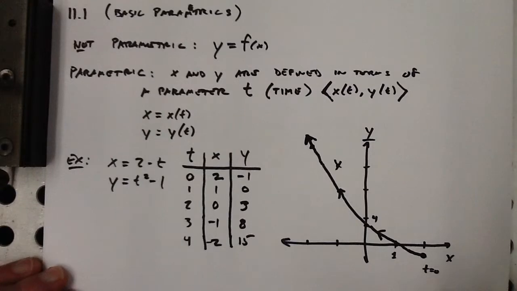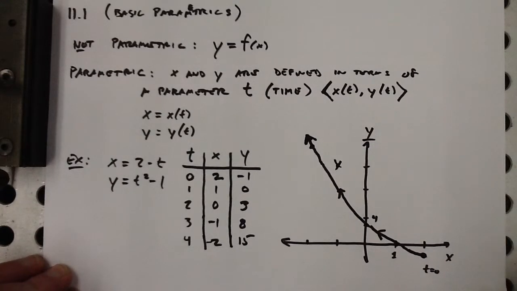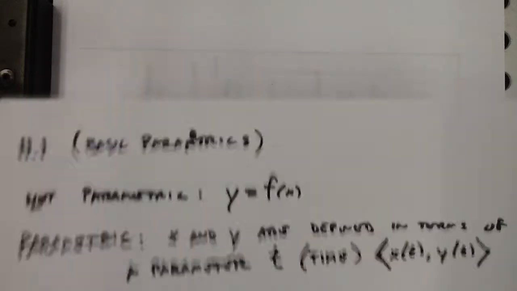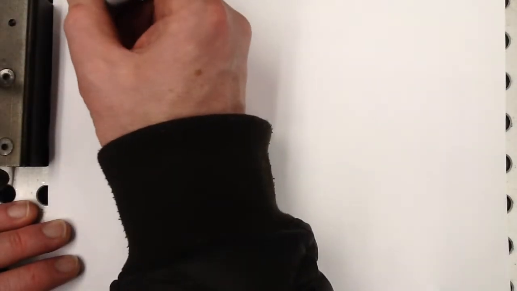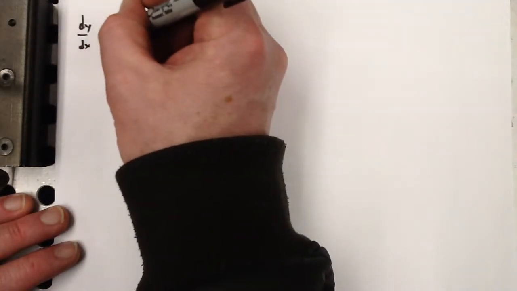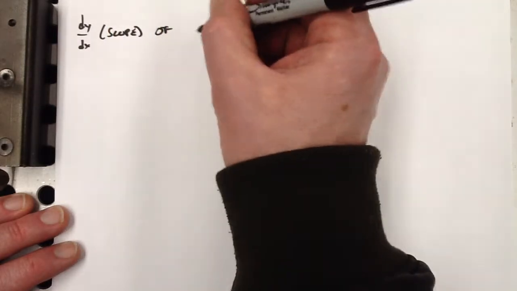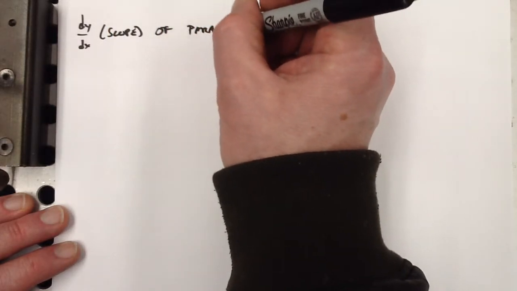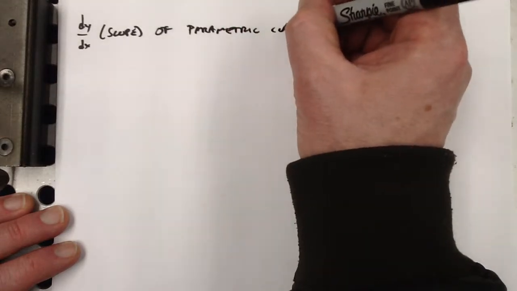And pretty much, in terms of what you need to know from pre-calculus about parametric curves, that's just about it. Nothing more to say, really. So let's talk about calculus relative to these things. So how do you find the derivative, the slope, dy/dx of a parametric curve? So dy/dx, or in other words, the slope of a parametric curve.